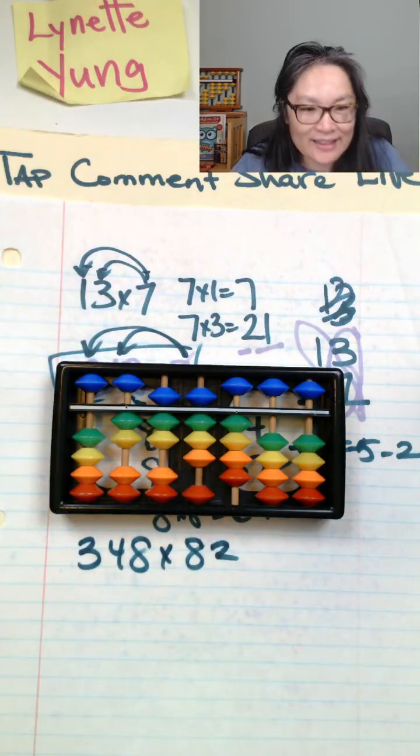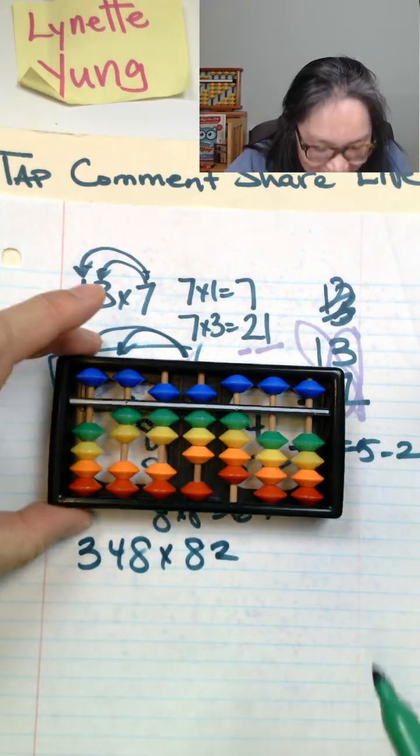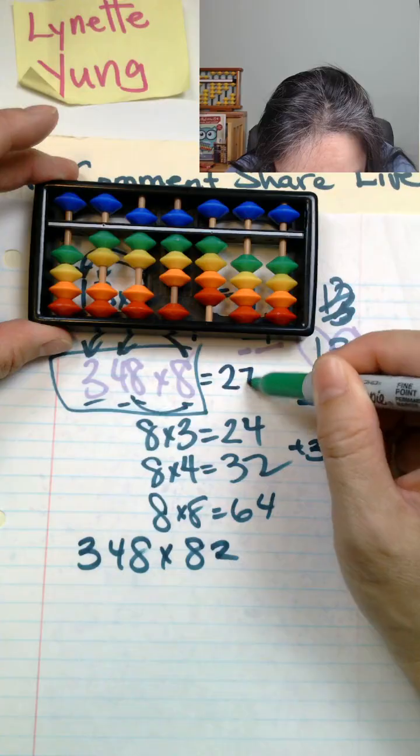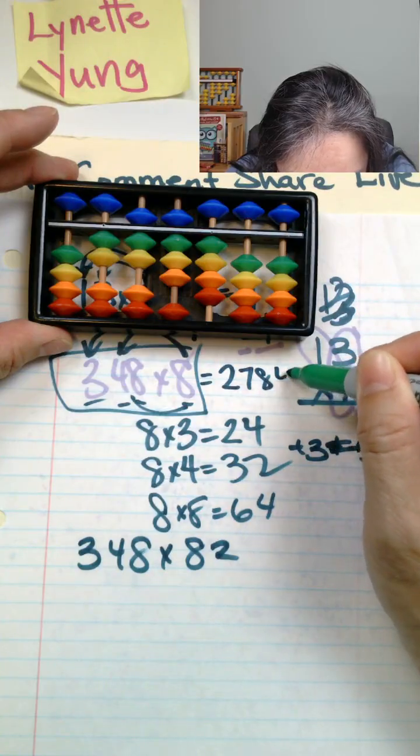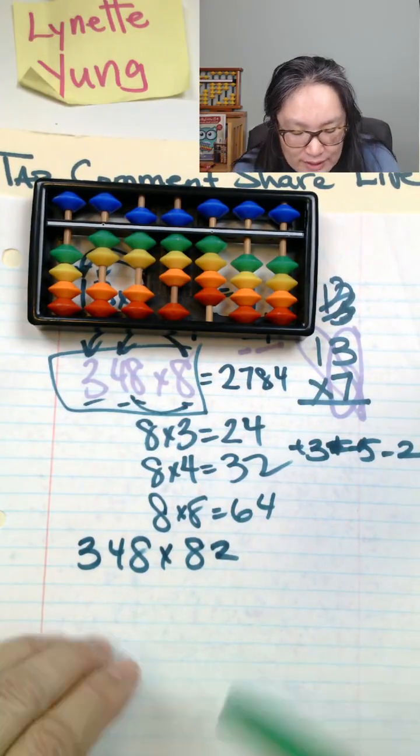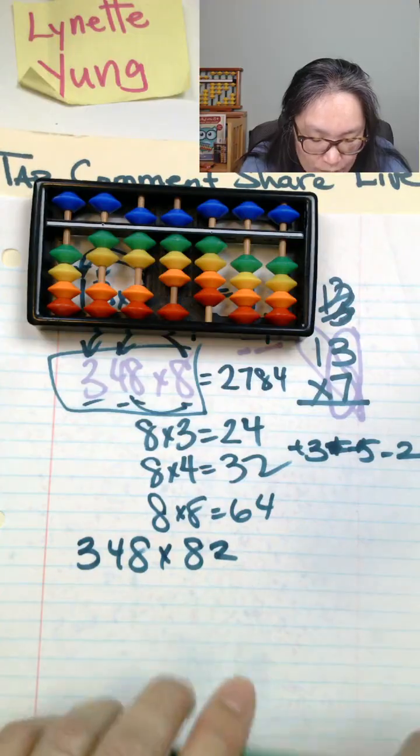2,784. Yes, exactly. You're absolutely right. I didn't even think about writing it out. 2,784. But yeah, so we can do the next one. Let's do this one, but we're going to add one more digit.